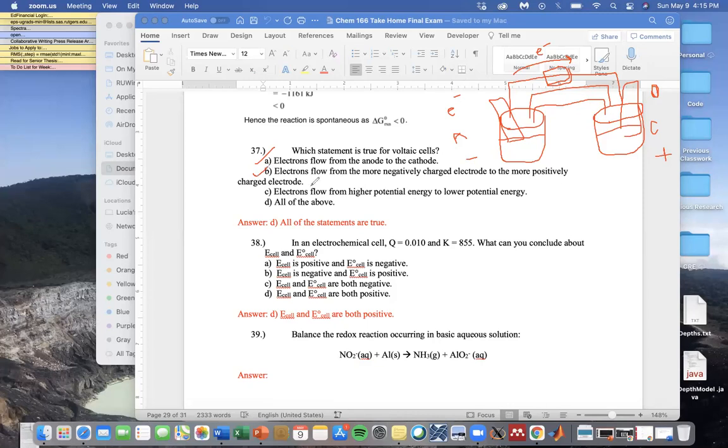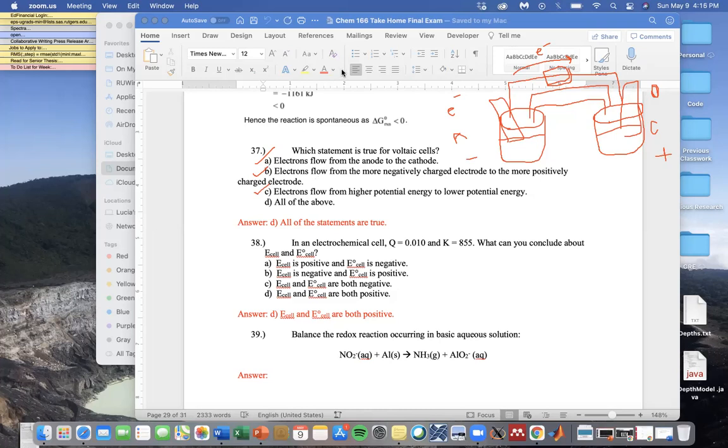And then, electrons flow from higher potential energy to lower potential energy. That's true because this side is producing way more electrons. When it's flowing from the anode to the cathode, it's flowing to the side that has lower energy because it has fewer electrons on the cathode side. So that one's true. And so all these statements are true. Does that make sense? Yeah, that actually makes a lot of sense.